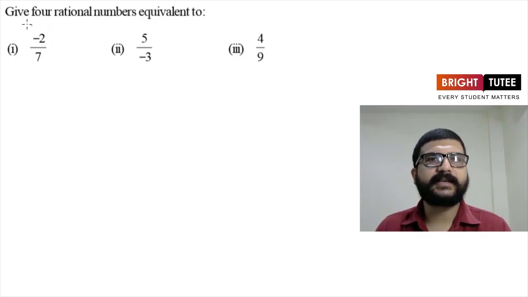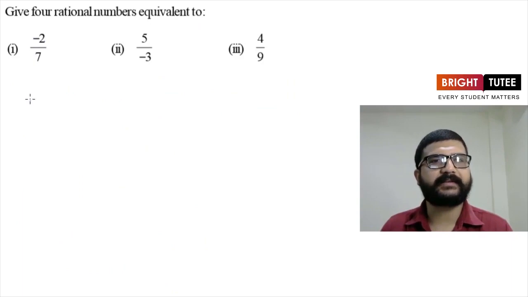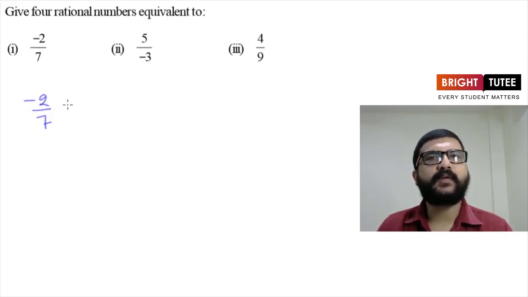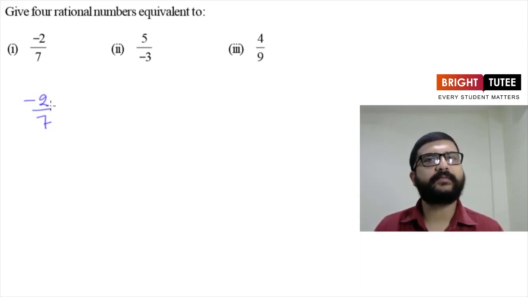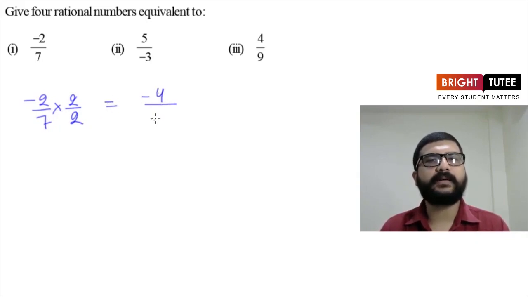Now the next question is, give 4 rational numbers equivalent to, the first part is minus 2 upon 7. So it is minus 2 upon 7. We have to give 4 rational numbers which are equivalent to this number. Now for getting rational numbers which are equivalent to given rational numbers, what we can do, we can multiply both numerator and denominator with the same number. So let's do it with 2 upon 2. So we multiplied the given number with 2 upon 2. Now this gives us minus 4 upon 14. So this is the first rational number which is equivalent to minus 2 upon 7.